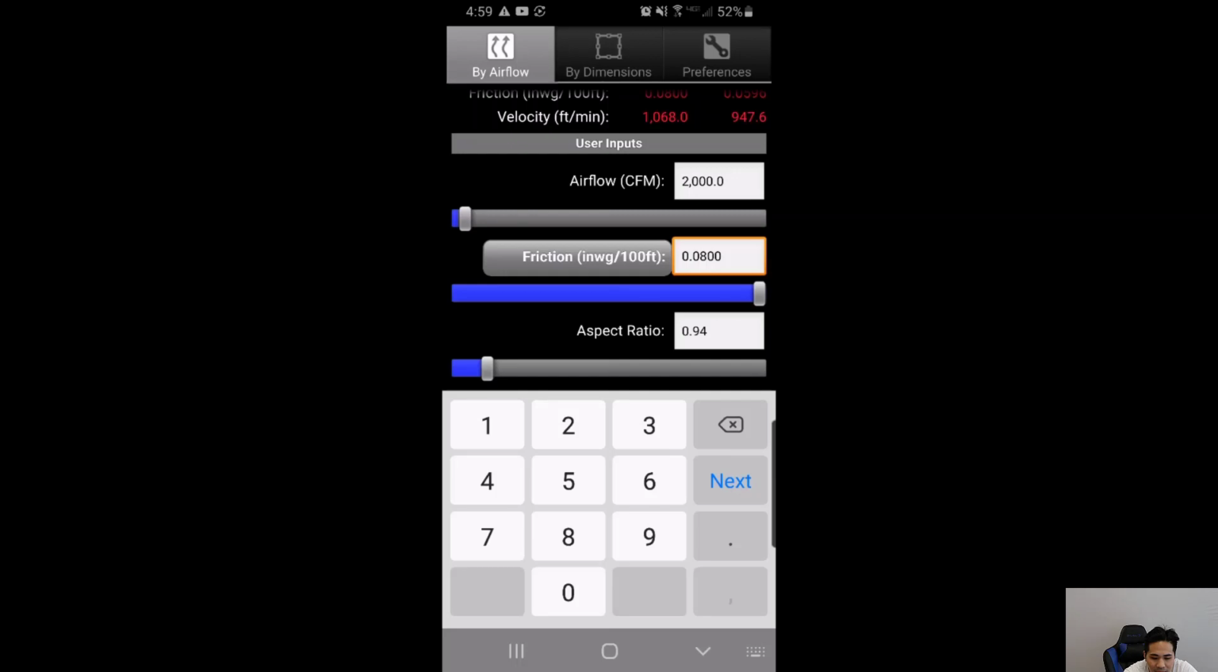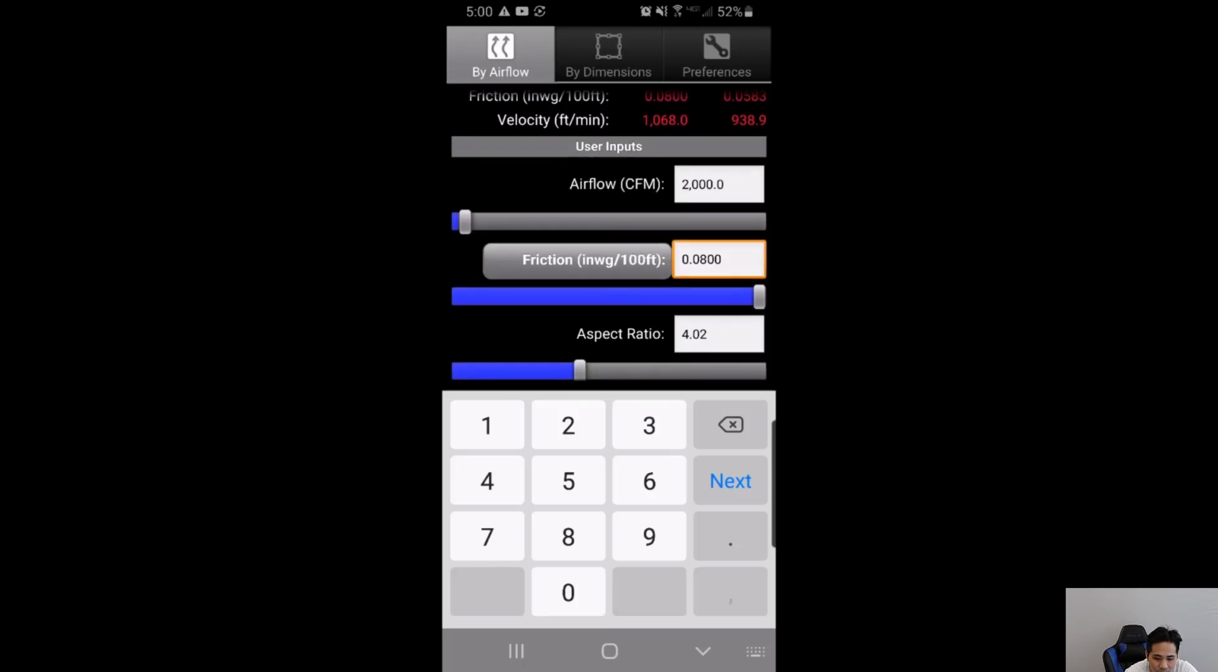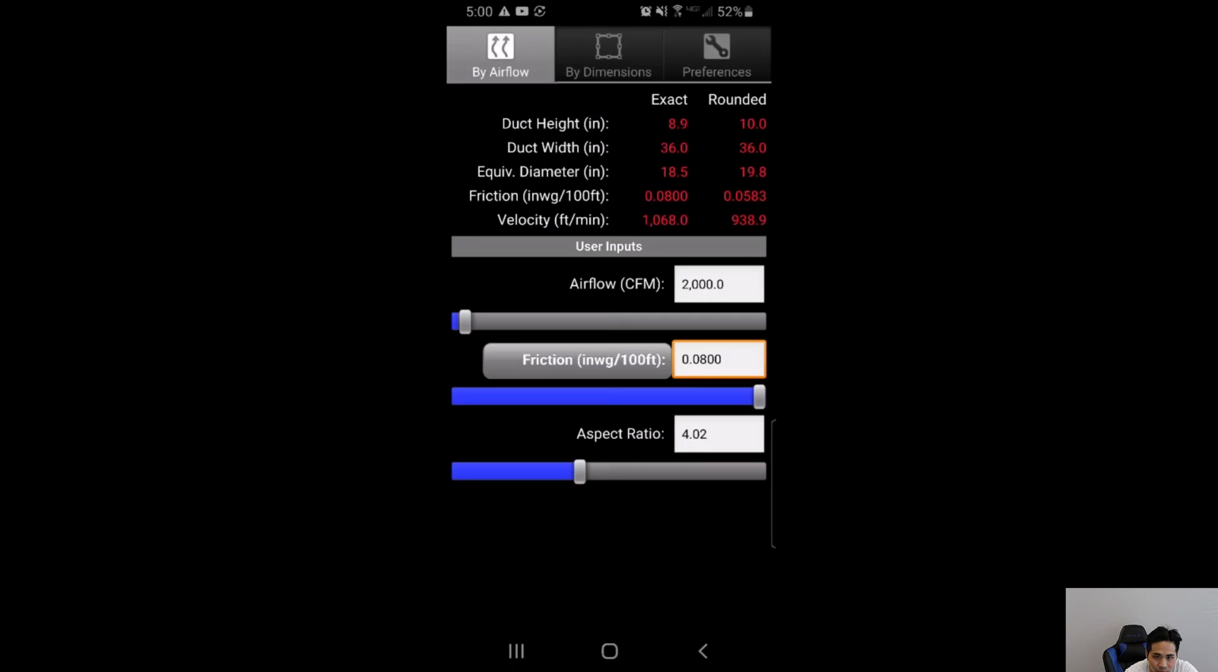And based on the aspect ratio, as we slide this up and down, the aspect ratio being the maximum 4, which is the standard we use. And again, the aspect ratio can go higher than this, but generally we want to keep it 4 or less. So a maximum of 4. And we're going to see the different sizes available. So as you change the aspect ratio, if you look on top, you'll see the duct height and width changing. So we're going to start off with the highest one, which is 4.